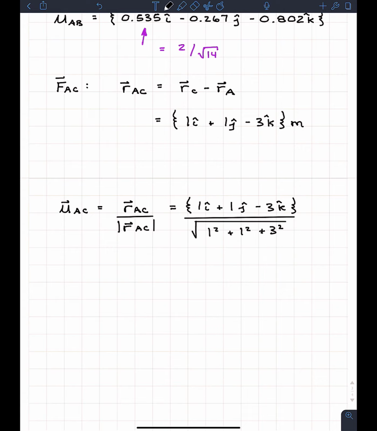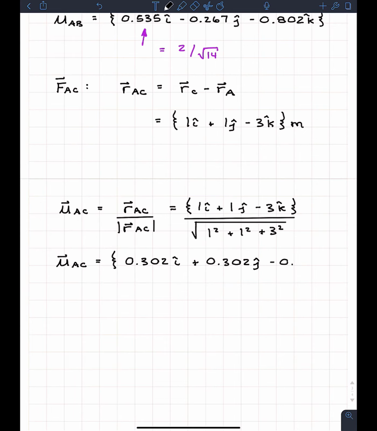And what I can put is UAC is equal to, and then I just throw in all my decimals. So for this I get 0.302I, and then plus 0.302J, which makes sense because the I and J components are both 1. And finally for the K, I get minus 0.905. So in the bracket, we're good to go. So there's another unit vector.